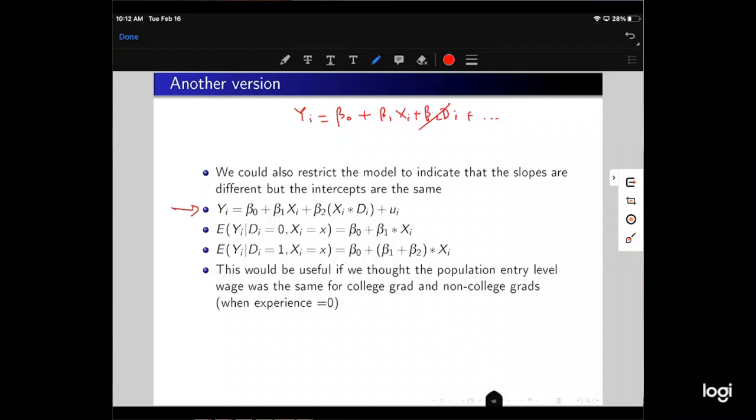So we have the model without the separate intercept term here. We take the expected values again for d_i equals 0 and d_i equals 1. We get, for d_i equals 0, beta 0 plus beta 1x. And for d_i equals 1, we get beta 0 plus beta 1 plus beta 2 times x. So notice how the intercepts are the same in both models. And this would be useful if we thought that the population entry-level wage was the same for college grads and non-college grads when experience equals 0. So what do I mean by this? Experience, wage. We're saying that when experience is 0, the wage is exactly the same. So it would look like that.